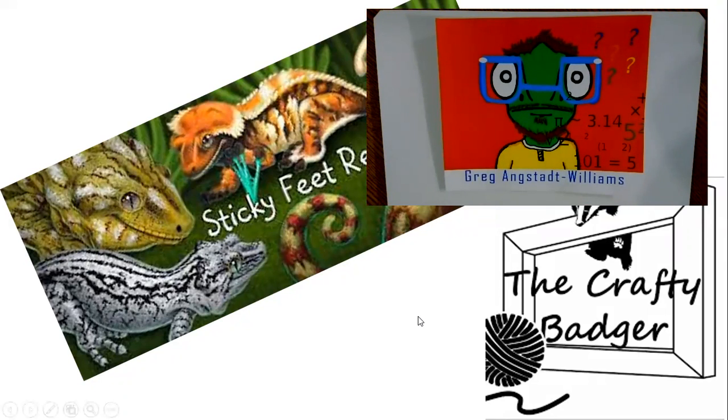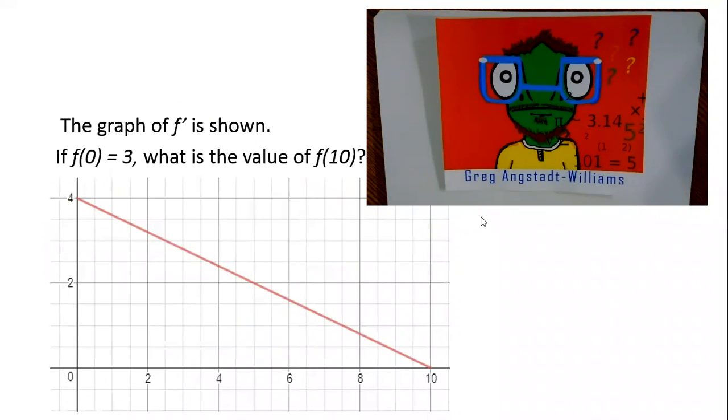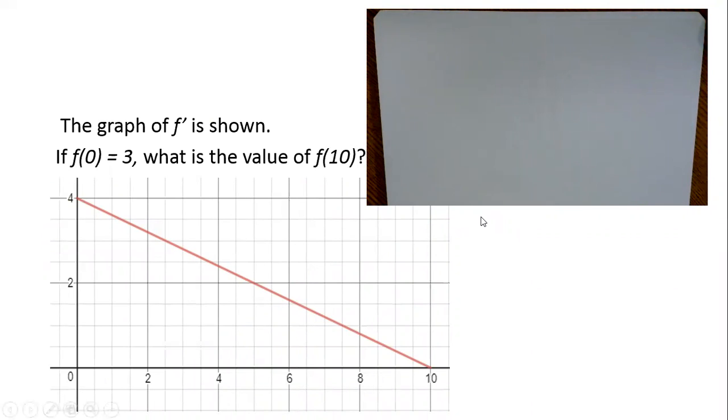So if you look at the problem that we're going to do, the actual problem says the graph of f prime is shown. So we have the derivative graph, and it says if f of 0 equals 3, what is the value of f of 10? So of course, if we want to go from the derivative backwards to the actual function, we have to take the integral. In order to take the integral, well, we need some sort of function to go off of.